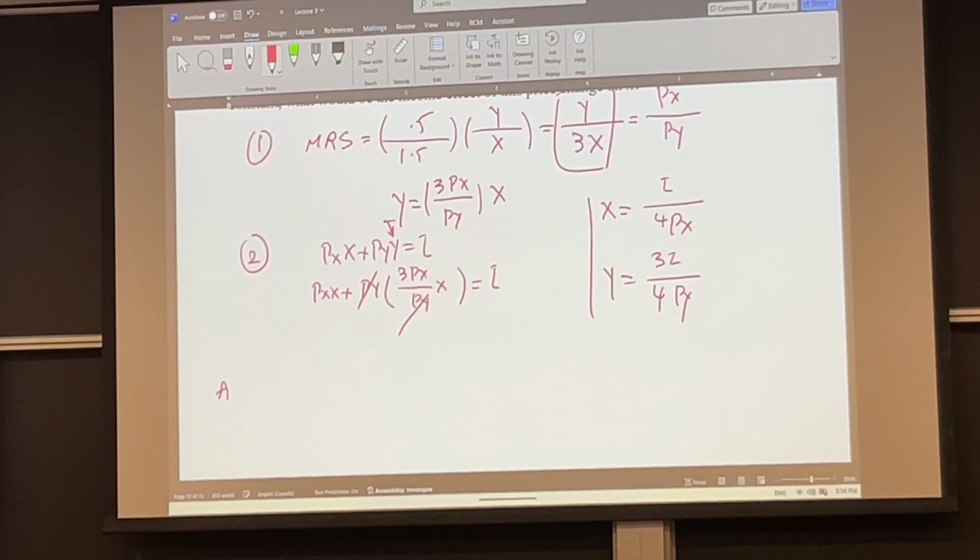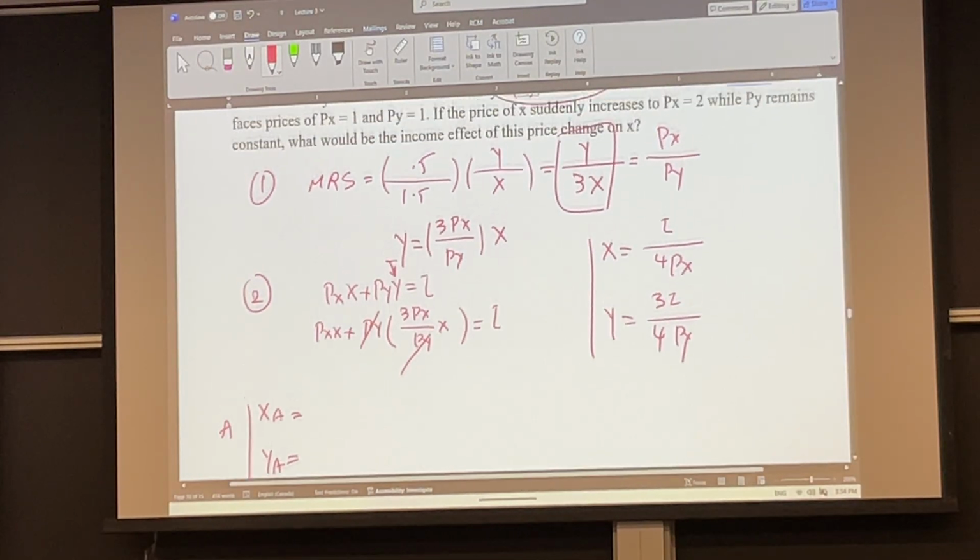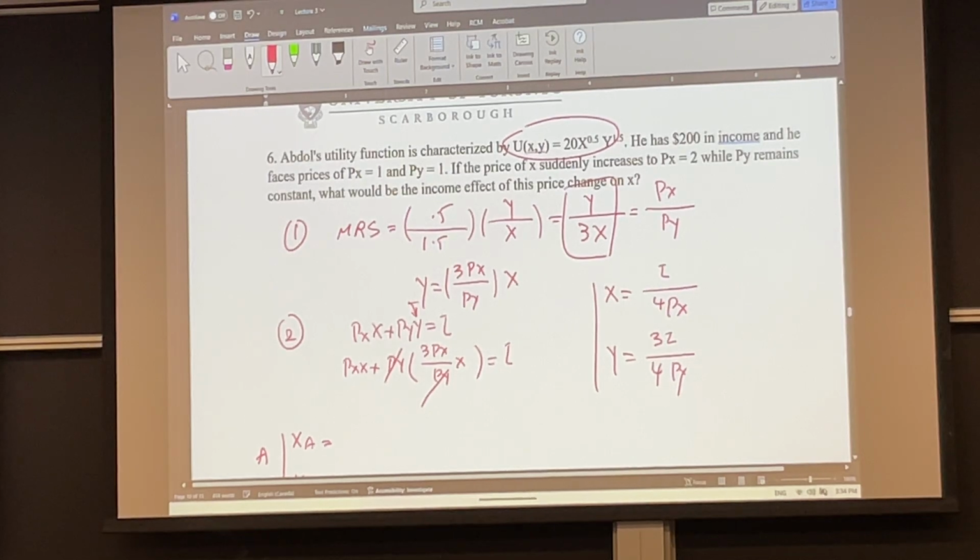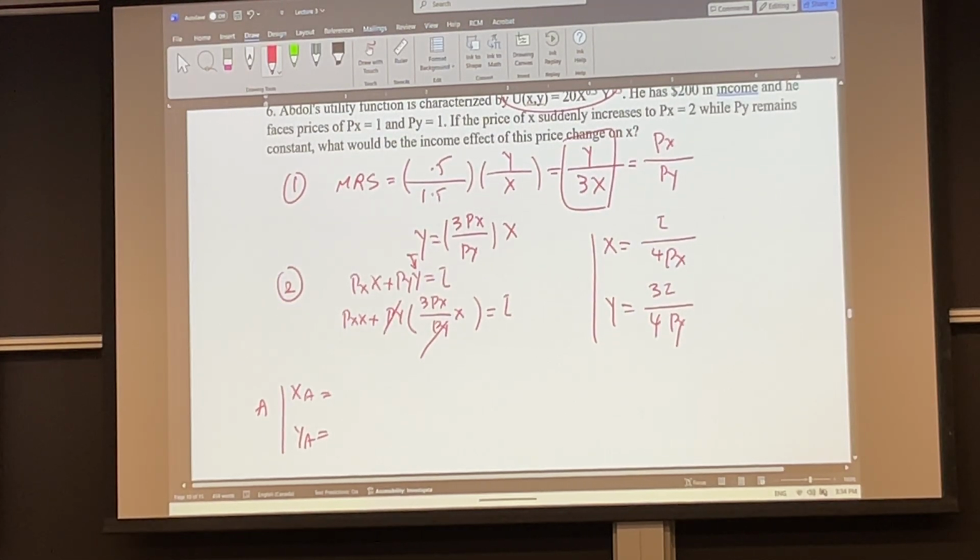So what is the initial bundle? That is when the price is 1, 1. What's the initial bundle when the price is 1, 1? The income is how much? 200. That's 200 divided by 4, that is 50. 50. What about Y? What's the demand for Y? 50, right? Yes, 200 divided by 4.